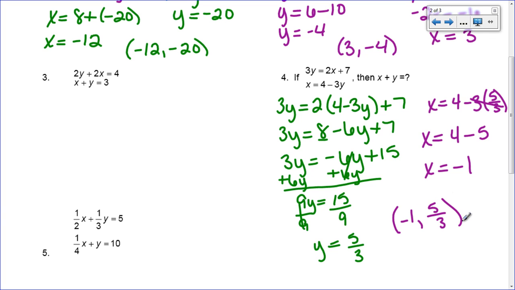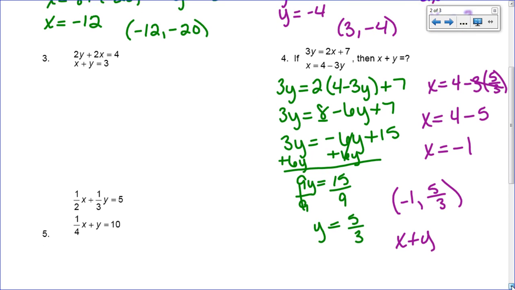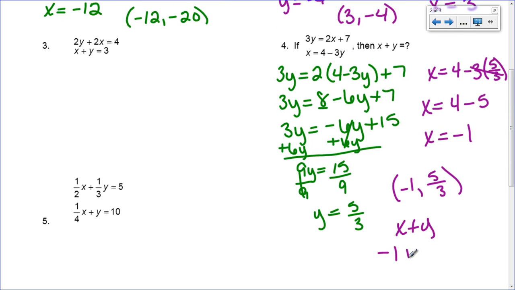But that is not what they asked for in this problem. What they asked for in this problem was x plus y. Up here it's asked, that's what it's wanting. So I have to add them together. So I have to do negative 1 plus 5 thirds and come up with what that equals. And so I'm going to use my calculator. Negative 1 plus 5 thirds happens to be 2 thirds.